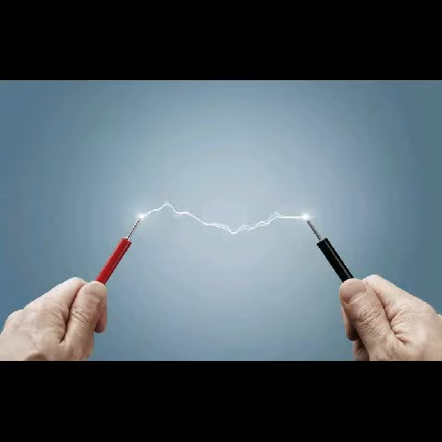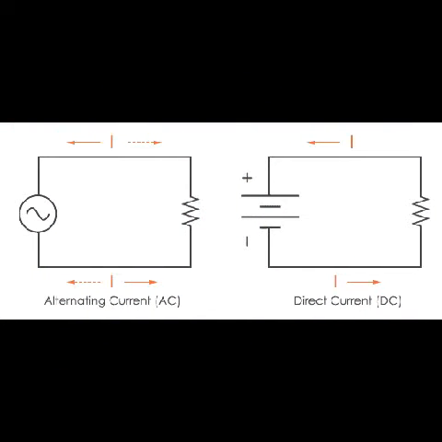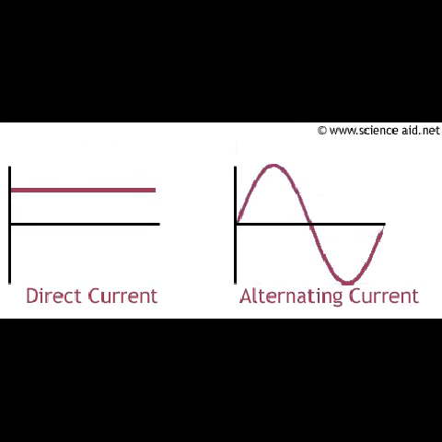What image comes into your mind when you think about an electric current? The electric current is classified into two: the AC, which is alternating current, and DC, which is direct current. If you're finding it too difficult to understand what AC and DC are, by seeing this video till the end you will be able to make out what DC and AC are.